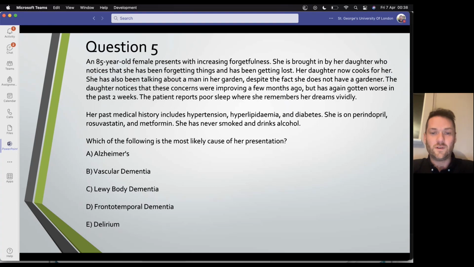Sorry. She's also been talking about a man in her garden, despite the fact that she does not have a gardener. The daughter notices that these concerns were improving a few months ago, but has again gotten worse in the past 2 weeks. The patient reports poor sleep, where she remembers her dreams vividly. Her past medical history includes hypertension, hyperlipidemia, diabetes. She is on perindopril, rosuvastatin, and metformin. She has never smoked and drinks alcohol. Which of the following is the most likely cause of her presentation?